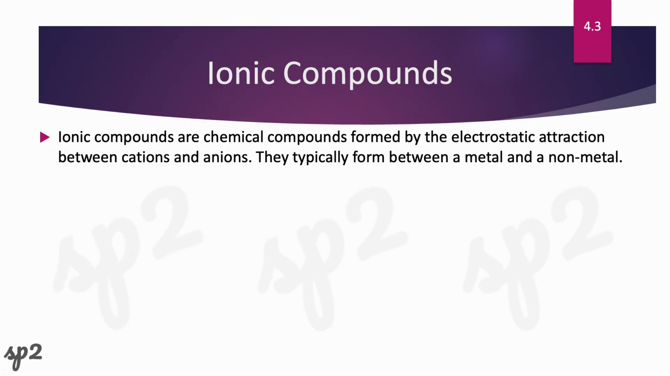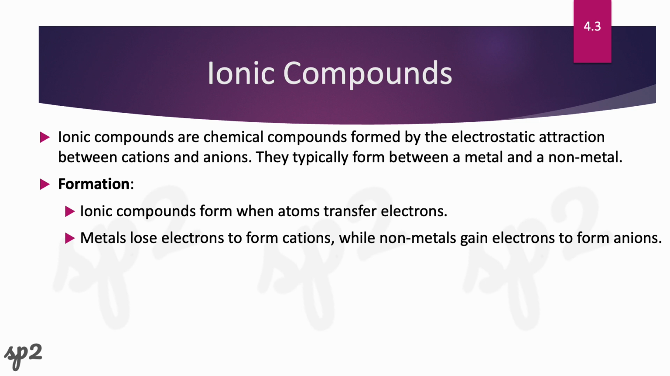Okay, now in terms of the formation of ionic compounds, you can think about them as chemical compounds that are formed by the electrostatic attractions between opposite charges, which are your cations and anions. They are typically formed between a metal and a non-metal. So for your ionic compounds to form, we need to have electron transfer.